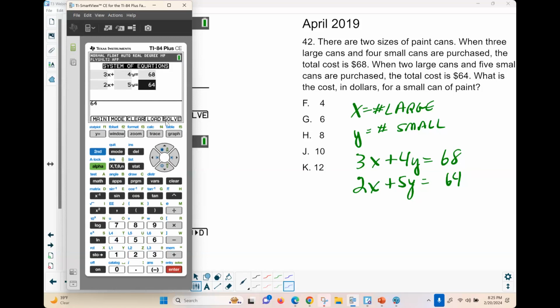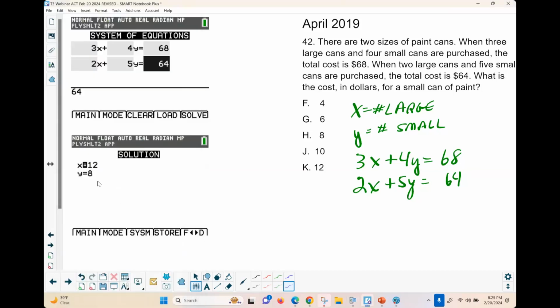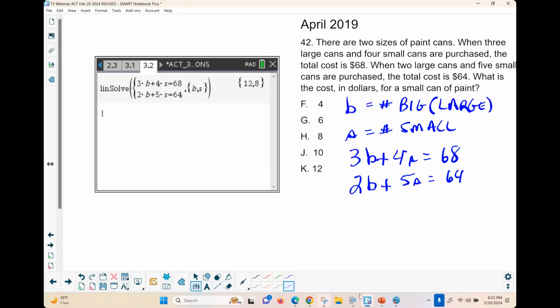And notice again, I just want to solve this, so I'll press the graph key, and I'm coming up with x equals 12, y equals 8. And you'll notice both of those numbers are there. Okay, so make sure we answer the right question. A small can of paint was x equals 12. Okay. So again, the students have to be able to come up with the system, and if they have trouble solving it, they're always allowed to use this. It's perfectly legal.